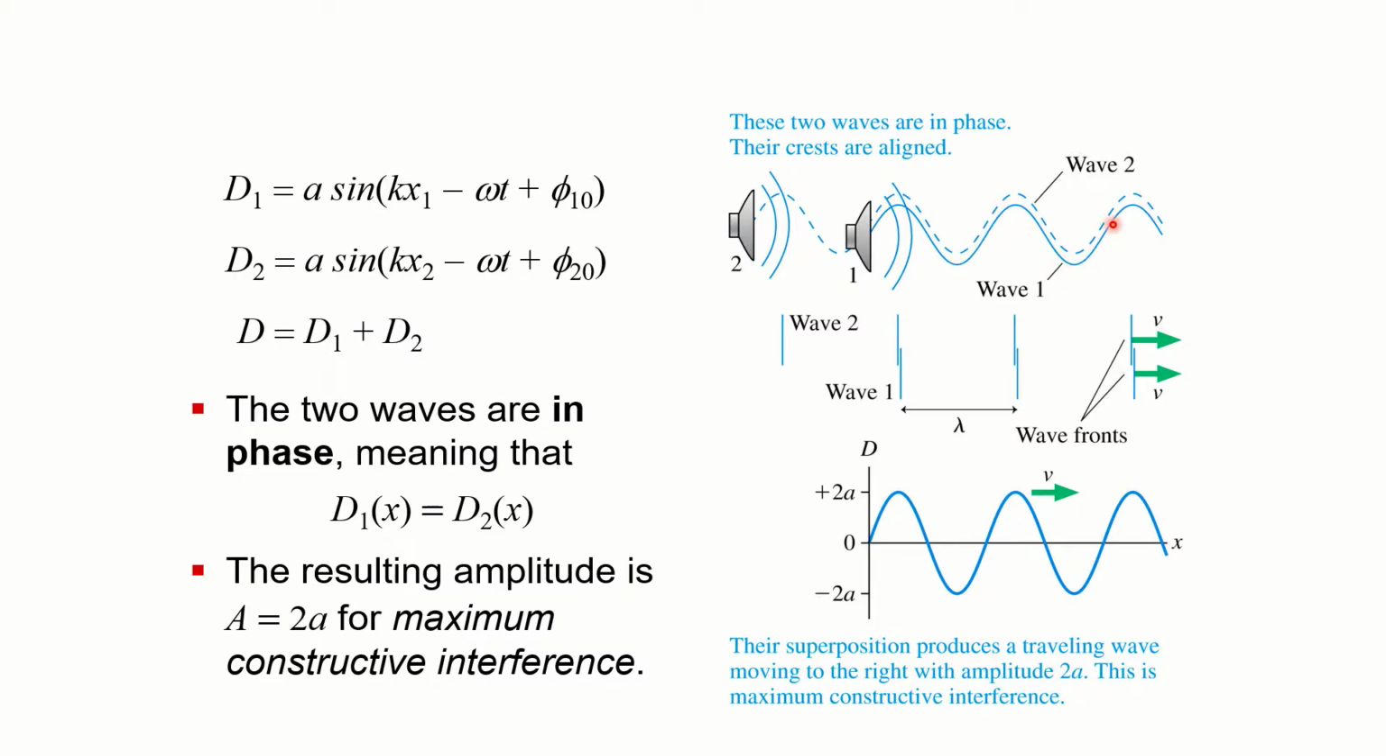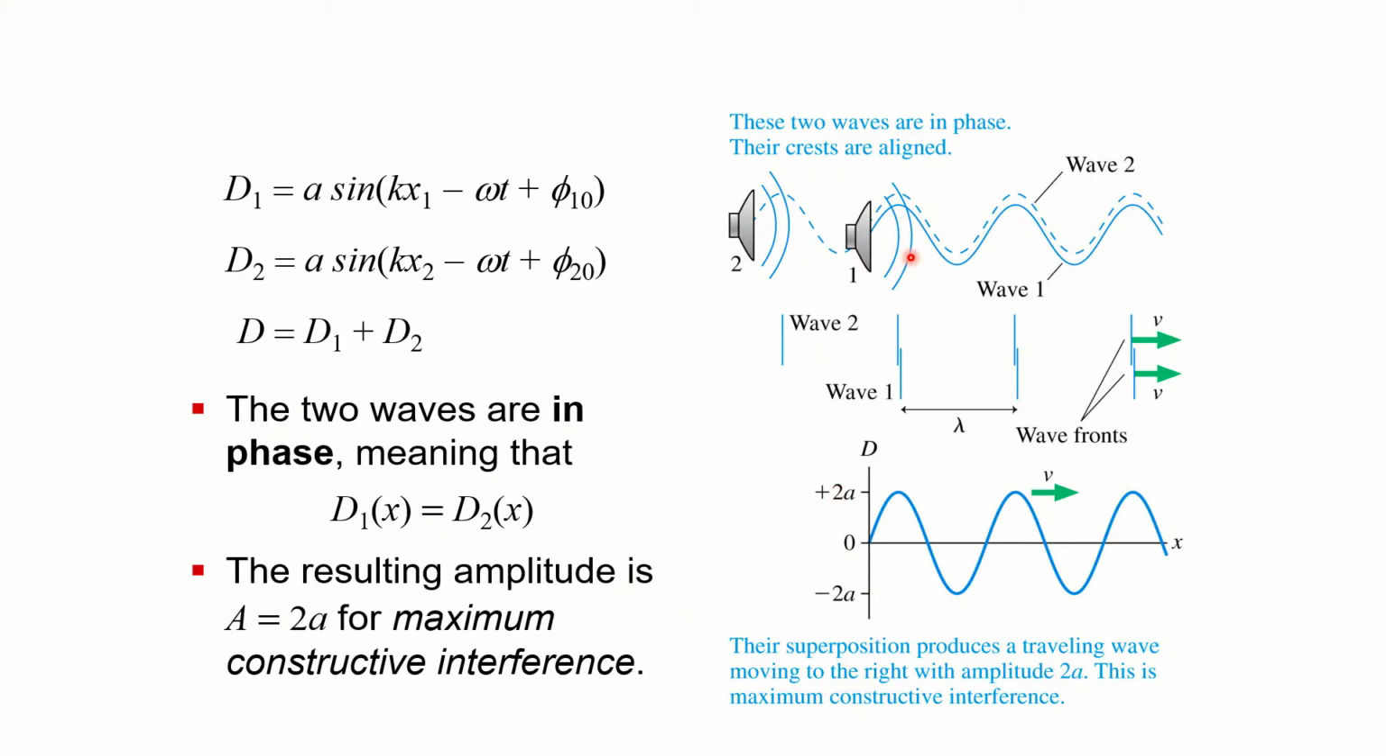Those phase arguments are equivalent, right? So if I'm at some point here, wave 1 puts me at the crest of that wave, and the same from wave 2. So if those wave fronts are lining up, a maximum plus a maximum is going to just give me the same sort of wave with twice the amplitude. I have to add the amplitudes of both of those, and we call that maximum constructive interference.